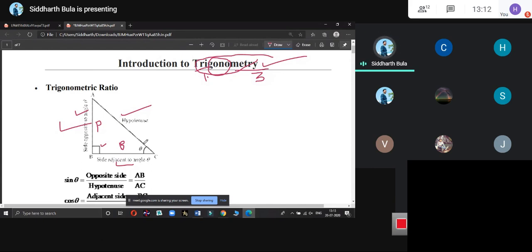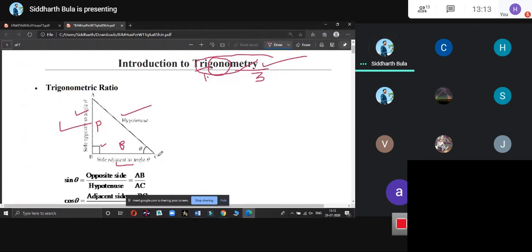And out of these two, if any one angle is mentioned in the question, now in this figure you can tell me which angle is mentioned. Angle A is mentioned or angle C is mentioned? Tell me, which angle is mentioned? Angle C. Angle C is mentioned, and angle C is mentioned as theta.